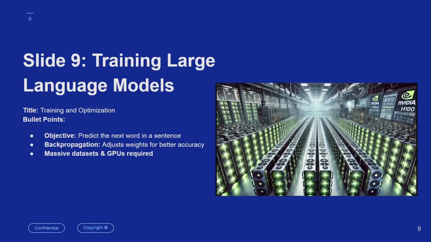Next is training large language models. Transformers are trained using an objective called next word prediction. The model processes a sentence and attempts to predict the most likely next word. If the prediction is incorrect, the model adjusts its internal parameters through a process called backpropagation. This involves updating millions or even billions of numerical weights using massive datasets and powerful GPUs. The more training data a model sees, the better it becomes at generating natural-sounding text.